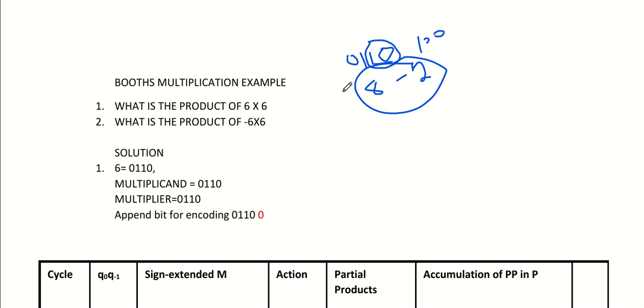Alright, so this time we are going to do Booth's algorithm and we are just going to go through the methodology, no background knowledge or anything else. So the Booth algorithm goes like this.